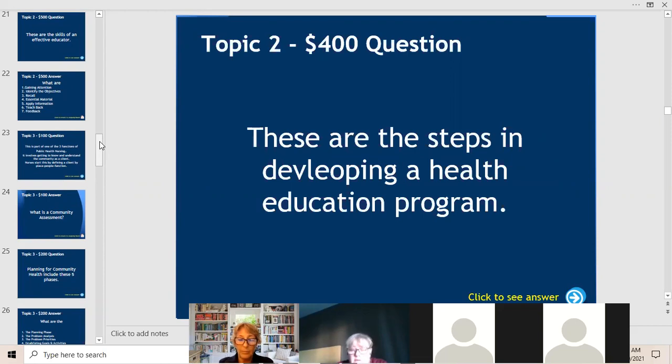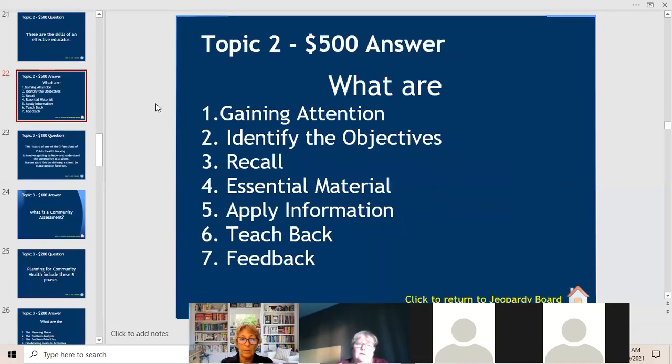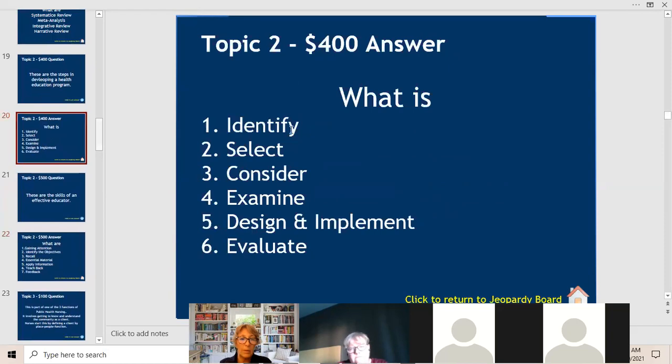Think of your ADPI here. Let's just go right to the answer. What is the diagnosis? No, that was not what I wanted. Hang on, right here. Does that look like your ADPI? Remember the question: what are the steps in developing an education program? Identify what the problem is. Select what you're going to be doing, what theory, what strategies you're going to use. Design, implement, evaluate.